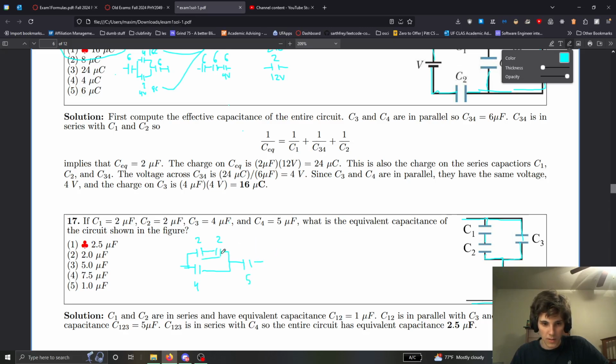So first thing we do, these two are in series. 1 over 2 plus 1 over 2 is 1. So we have a capacitor with 1 and a capacitor with 4, like so, and then a capacitor with 5. These two are in parallel, so we add them together. 5 and 5. And then we add them up, 1 over 5 plus 1 over 5. These are in series, so we put the reciprocal, and it ends up just being a capacitor of 2.5.